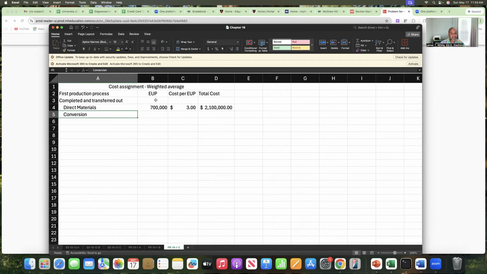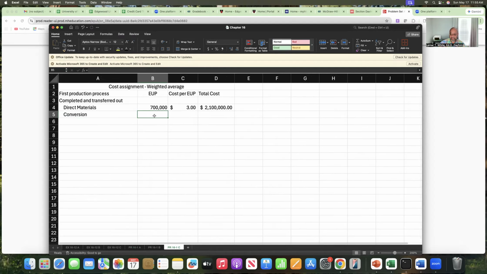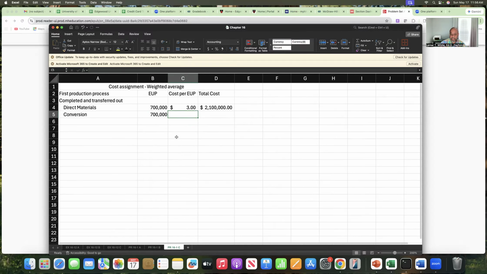For my conversion, my equivalent units of production, go back to part A, sorry, 700,000 units for completed and transferred out pertaining to conversion. So I'm going to put 700,000 here. And I know that my cost per equivalent unit is $4.50. I'm going to put 4.50 here. And then I multiply these two numbers. And that gives me 3.15 million.